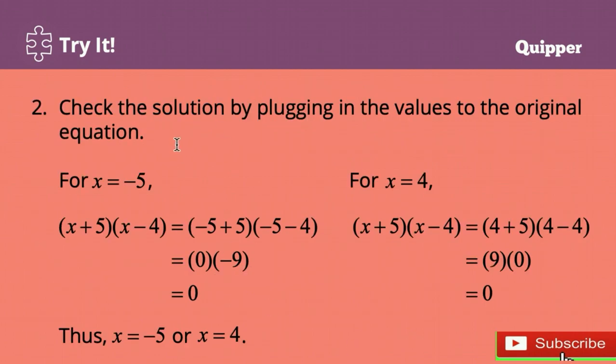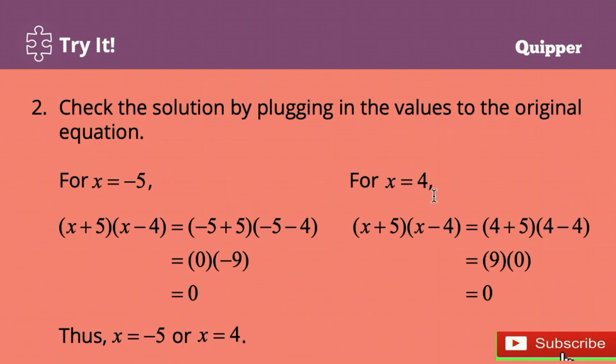Second, check the solution by plugging in the values to the original equation. For x is equal to negative 5, we have x plus 5 times x minus 4. We are now substituting the value of x: negative 5 plus 5 times negative 5 minus 4. Negative 5 plus 5 is 0. Negative 5 minus 4 is negative 9. 0 times negative 9, the answer is 0, and that's true.